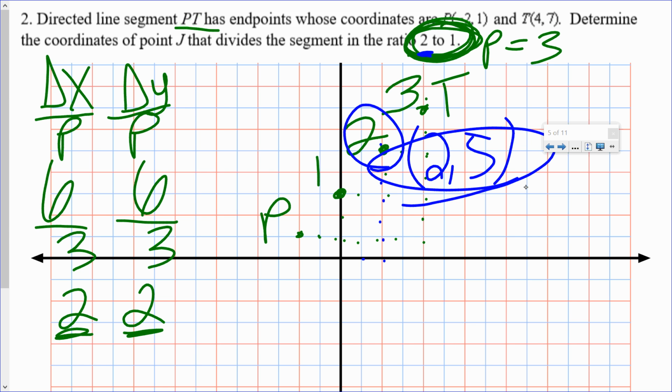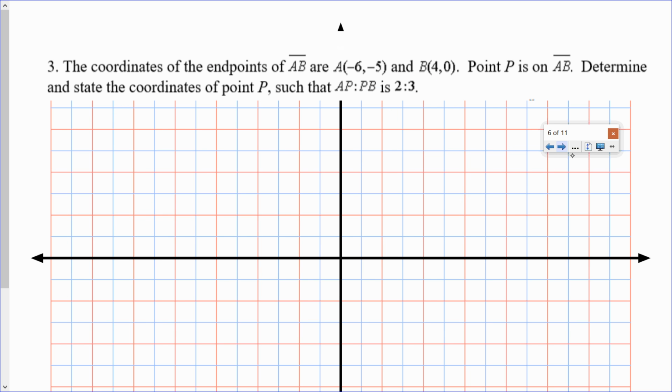Once you get the hang of this, it's real simple. It's just following a procedure, but it definitely will take you a few examples until you get comfortable with it.